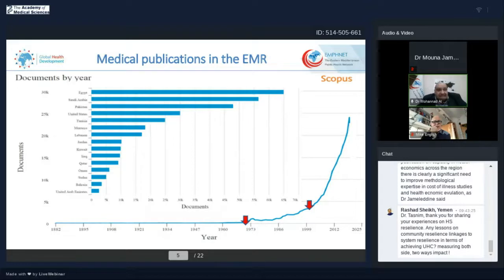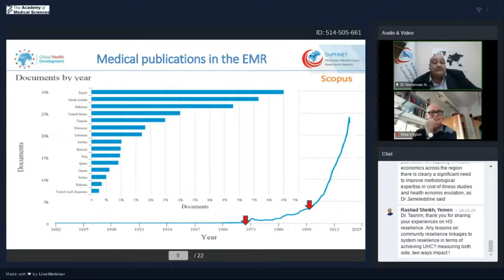If we go a little bit in depth to look at our medical publications in the Eastern Mediterranean region, we found that mainly Egypt, Saudi Arabia, and Pakistan, since we are talking about IMRO, significantly contribute to the number of these publications. However, other countries are less and less documented. Next, please.